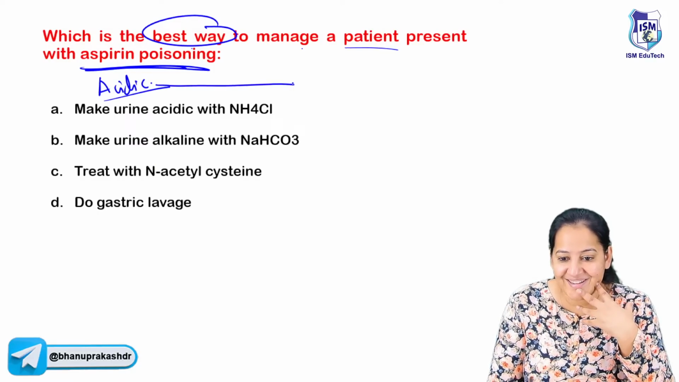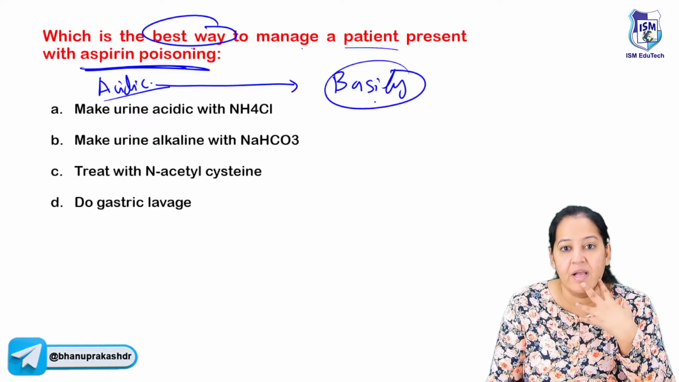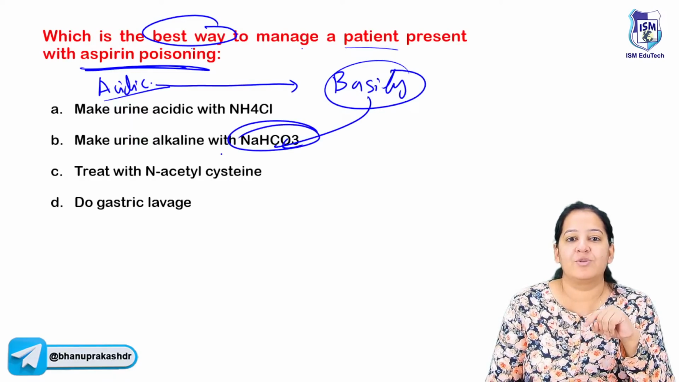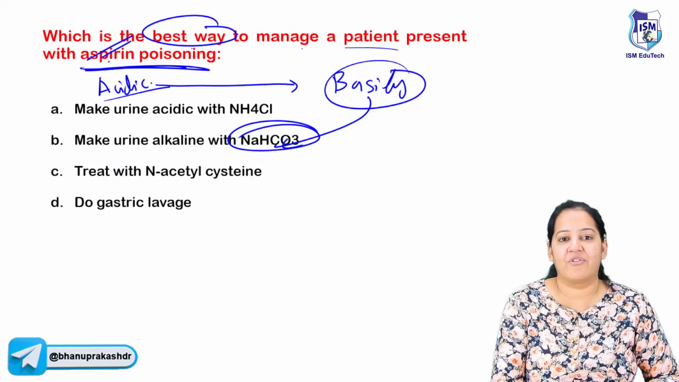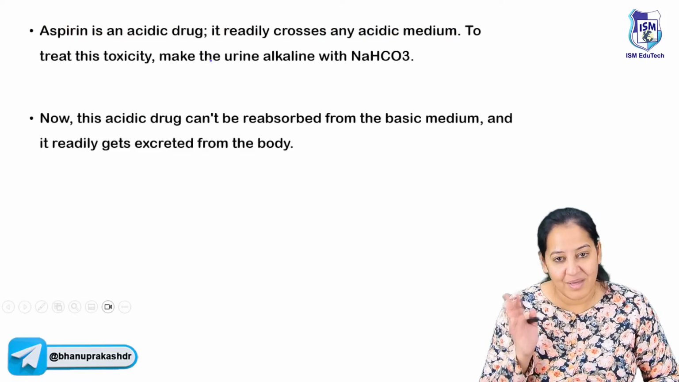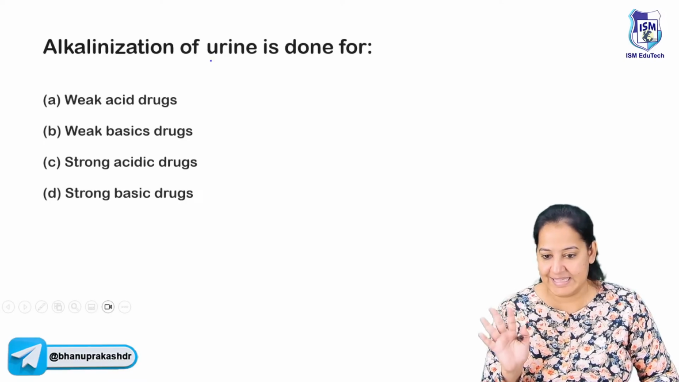You want to excrete it, right? So you want to basify or alkalinize the urine. For basification of urine, you need sodium bicarbonate. So the correct answer is B. And if I change it and give you some basic drug, the answer will become A. So in this way, if your concepts are clear, you can easily solve the question.